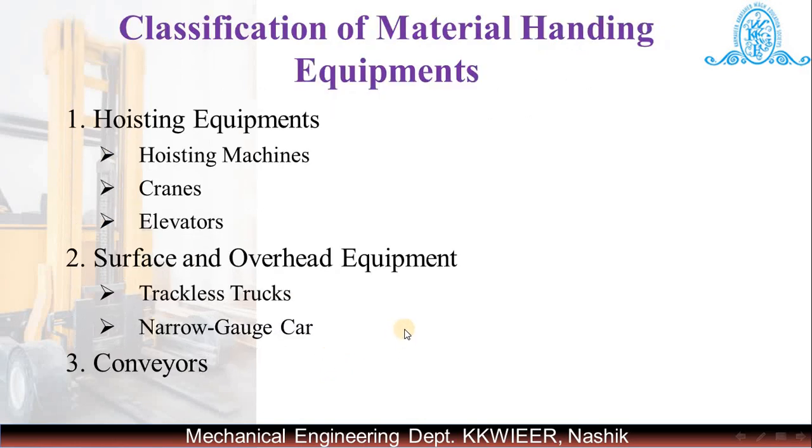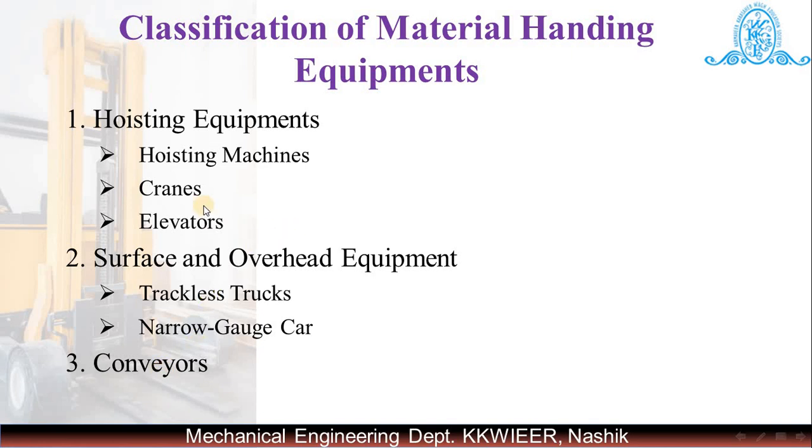So coming to the type of equipment which is to be used for material handling. Usually there are basic three types. First one we can say hoisting equipment, second one we have surface and overhead equipment, and third one we can say the conveyor system, most probably used for longer distance transportation.